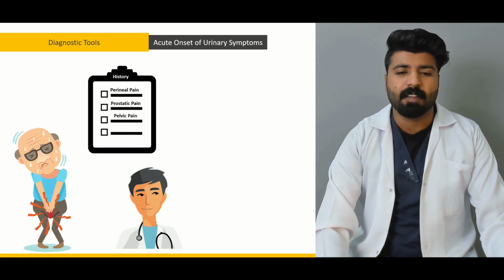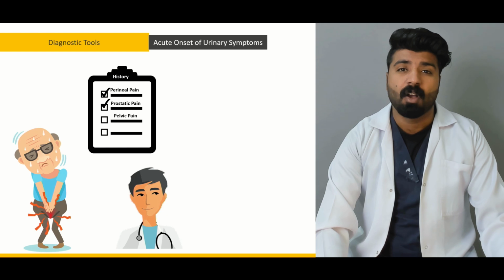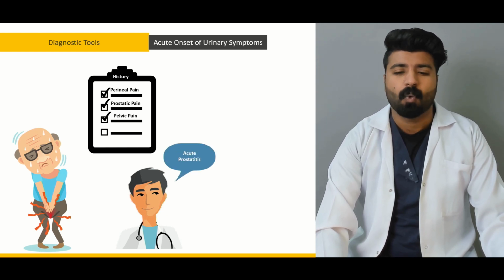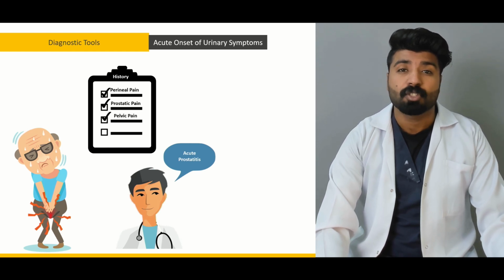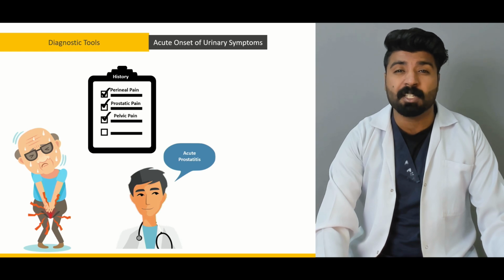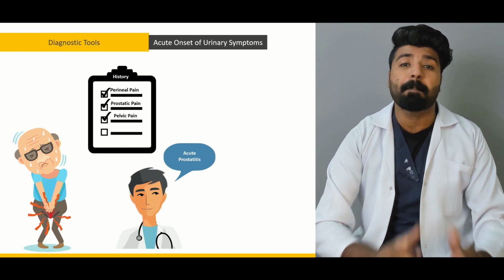Next on, what happens if the patient has a history of perineal pain, prostatic pain, or pelvic pain? We think of acute prostatitis, and it's going to be a male patient. A male patient will present to you with these three symptoms. Either one of them can be there and maybe the other two symptoms are not there yet, but they're going to get there. So you have to ask for any perineal pain, any prostatic pain, or any pelvic pain.